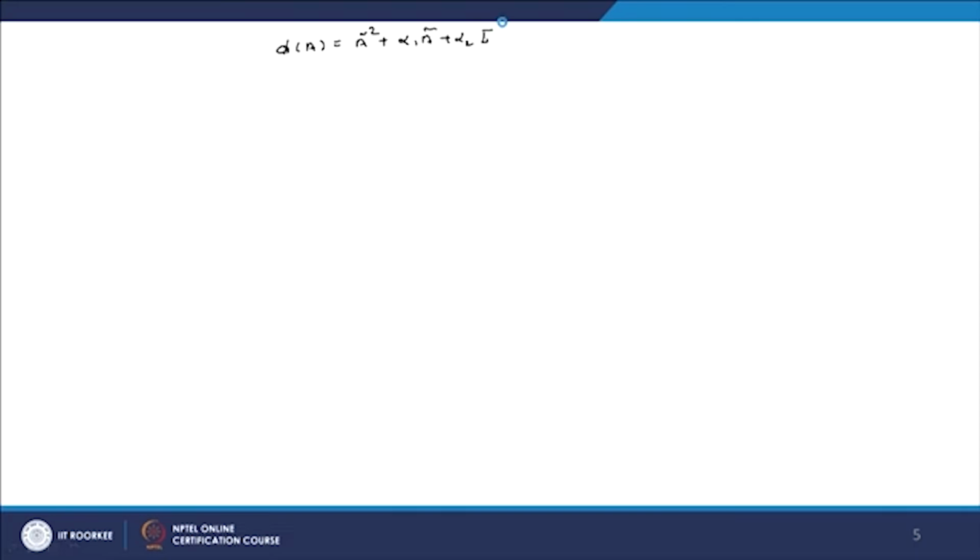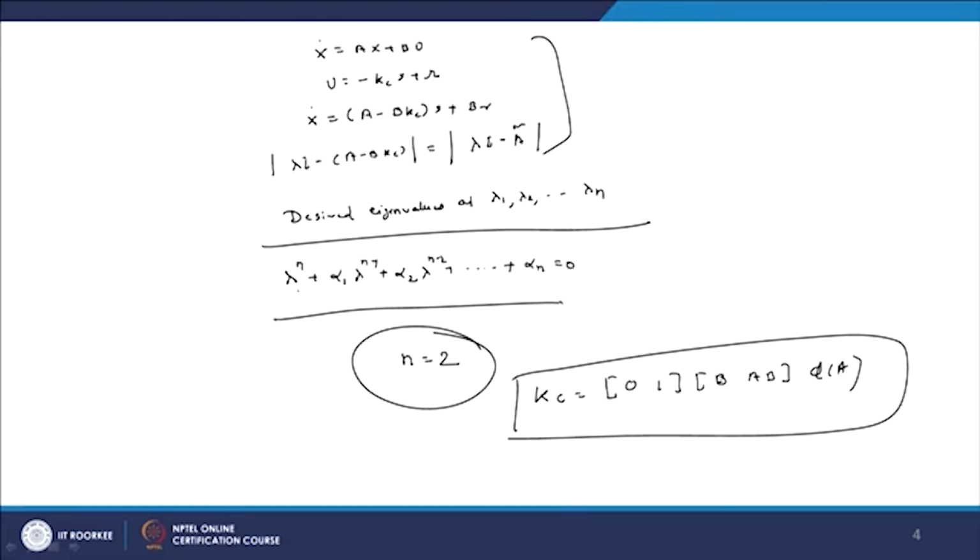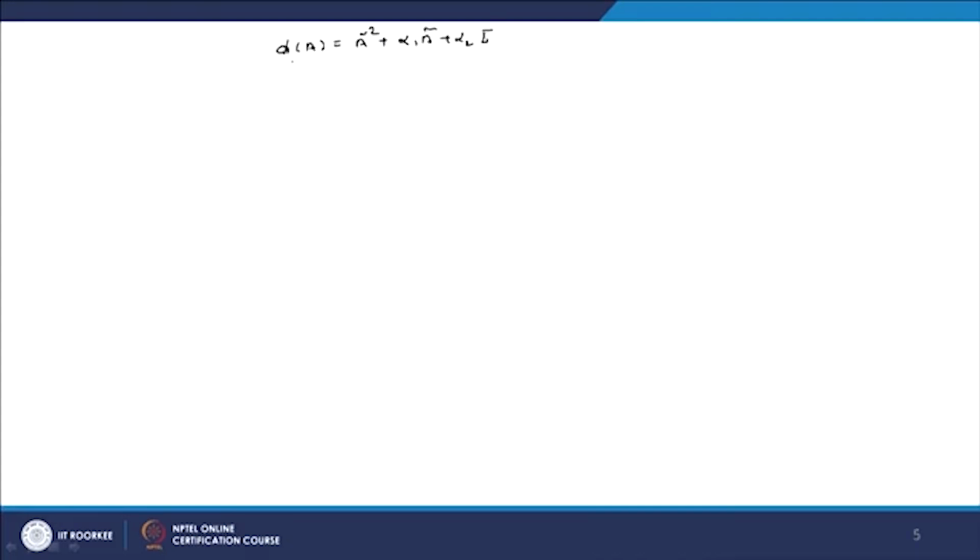Here you will find that this is the characteristic equation in lambda, and now our original plant is A, but because of the control law this A has been changed to A bar. So A bar plays an important role, and therefore based on the desired eigenvalues we can write phi of A bar equals A bar square plus alpha 1 A bar plus alpha 2 into I. This is for when n equals 2. Now we will find that this A bar equals A minus B into Kc.